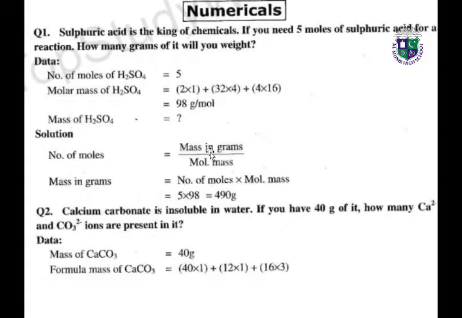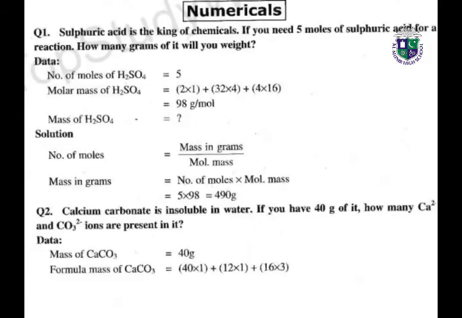To find the mass of H2SO4, here we have the formula, number of moles is equal to mass in grams over molar mass. So we have to find out the mass in grams. So we take it on the left hand side and other values on the right hand side. Number of moles into molar mass, by putting the values, number of moles are 5, molar mass of H2SO4 is 98. So by multiplying it, we get the answer, which is the mass in grams.